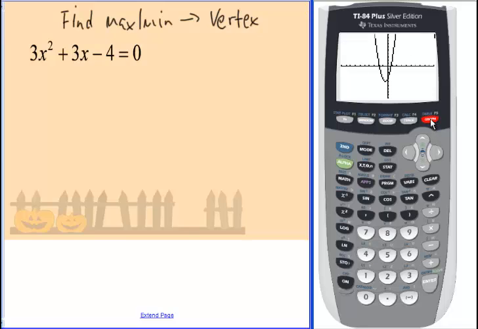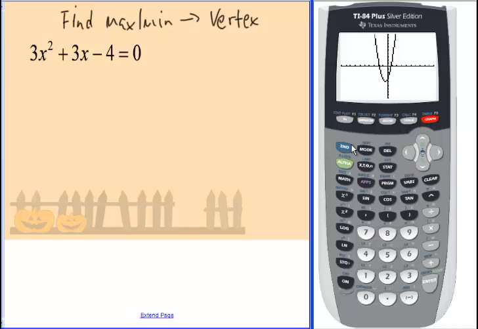So if the vertex isn't visible on your screen to you, one of the things that you can do is you can hit the window key, and then from the window key you can adjust your min and max points for your x and y values and move those around so that you can locate where your minimum or maximum occurs, where your vertex is. So we want to find this min or max or vertex. On this graph, it's a minimum.